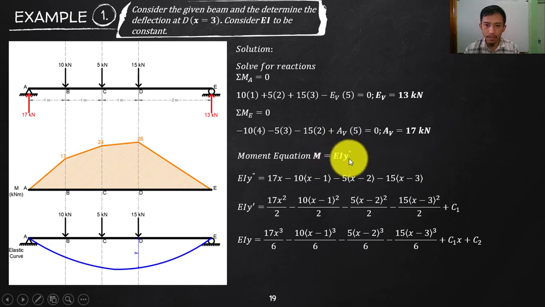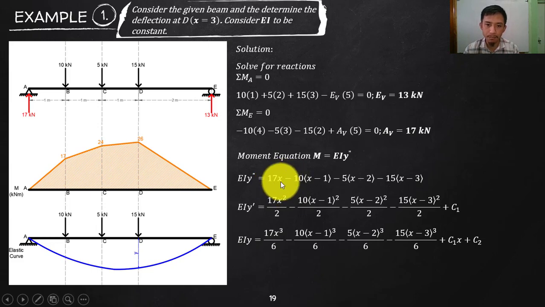So this is your moment equation, and all you need to do is equate that one to EI y double prime, and then of course we will integrate this one twice. So the first integral will give the slope equation, the second integral will give the deflection equation, but of course do not forget your constant of integration, C. Okay, so integrate this one. This is just as simple as the power formula. So x raised to n plus 1 over n plus 1.